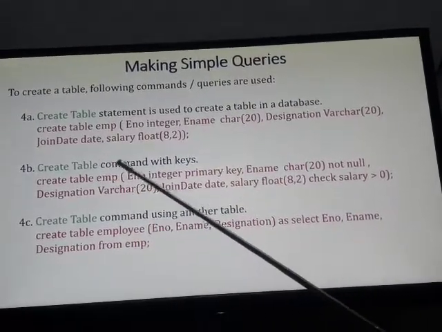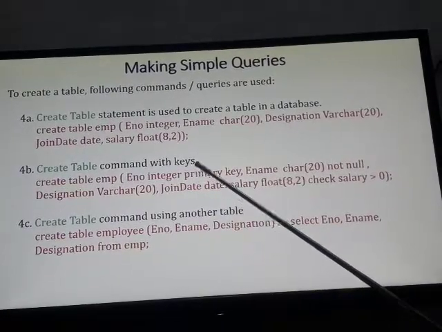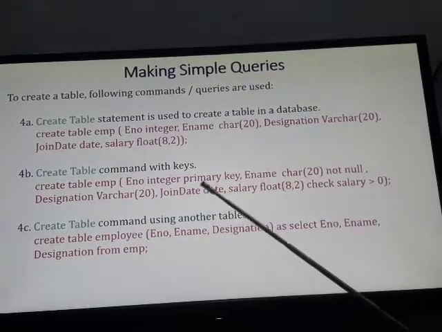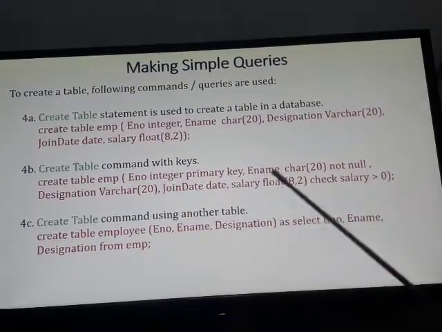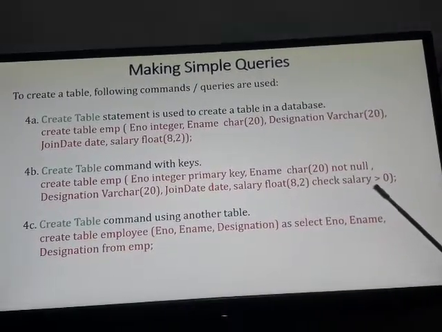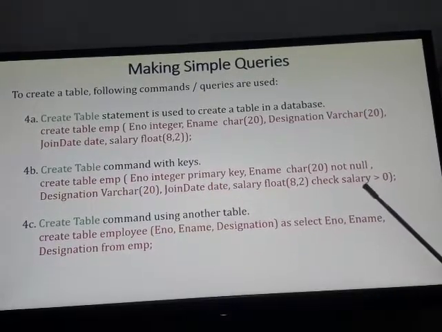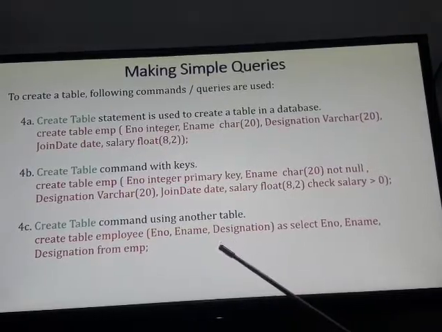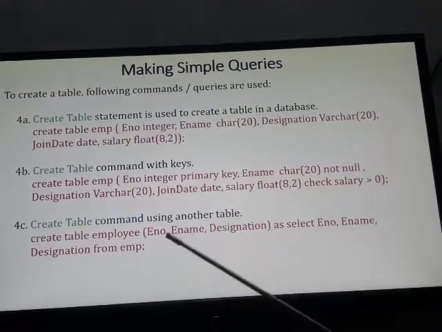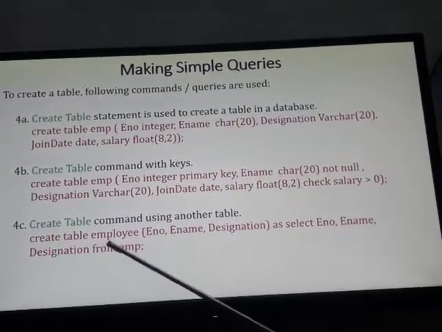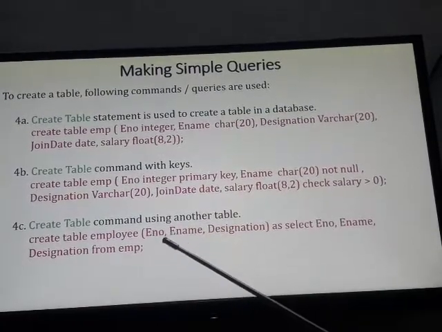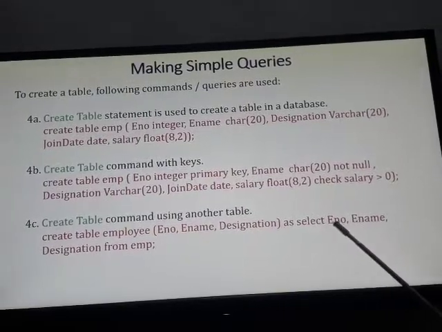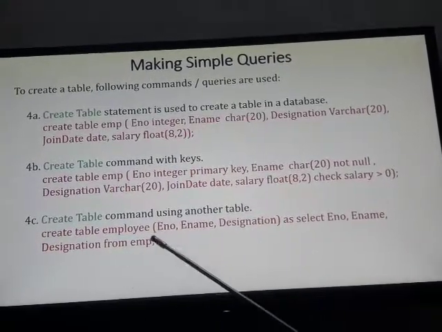Then next command is create table command using keys, that is primary key or foreign key or other checks can be applied. See this command here, primary key is created on enumber and a check is applied on salary field, that salary needs to be greater than 0. Another command, a table can be created using a previously created table. For example, create table employee with field name, enumber, ename and designation, only 3 fields, and by selecting enumber and designation from emp table.